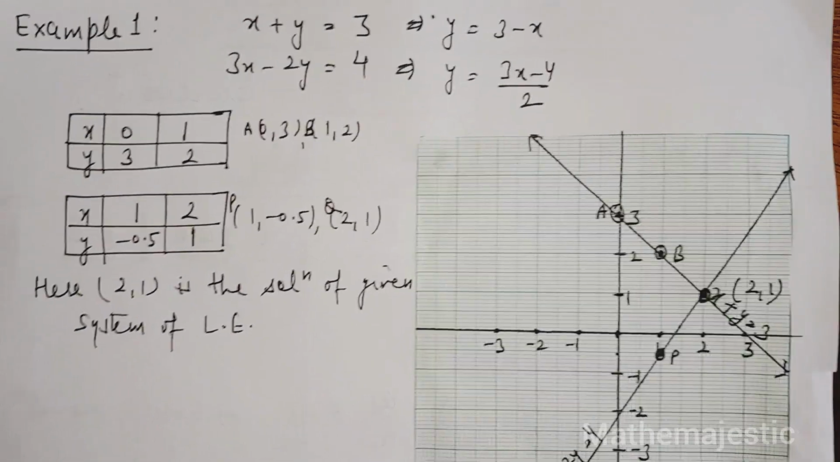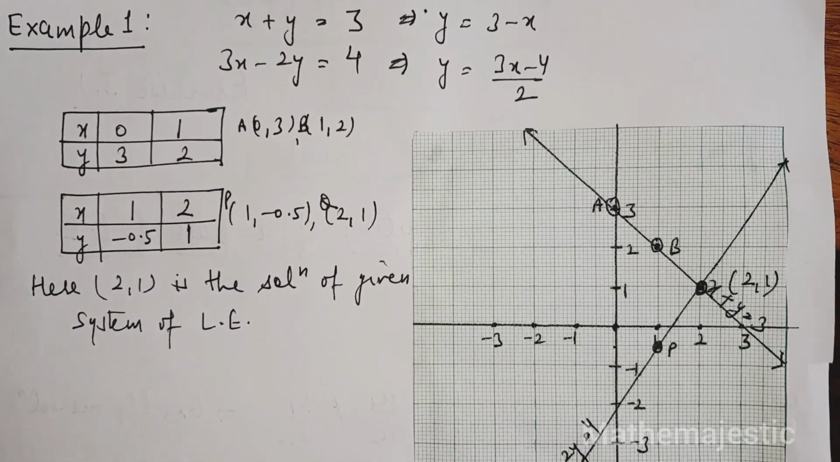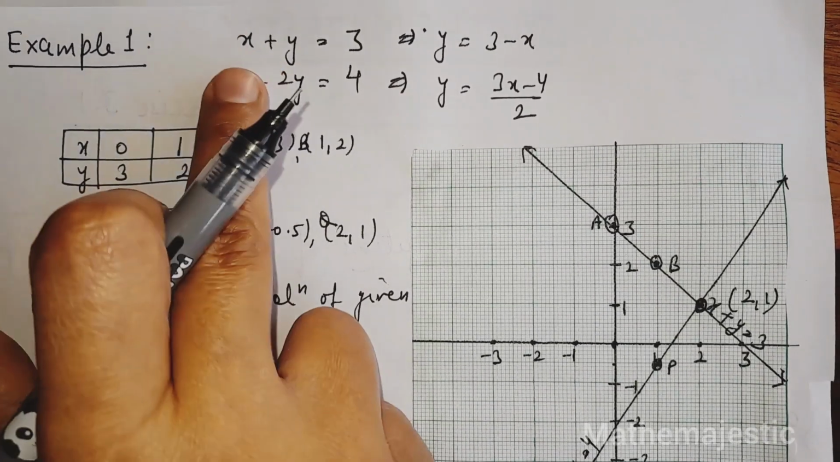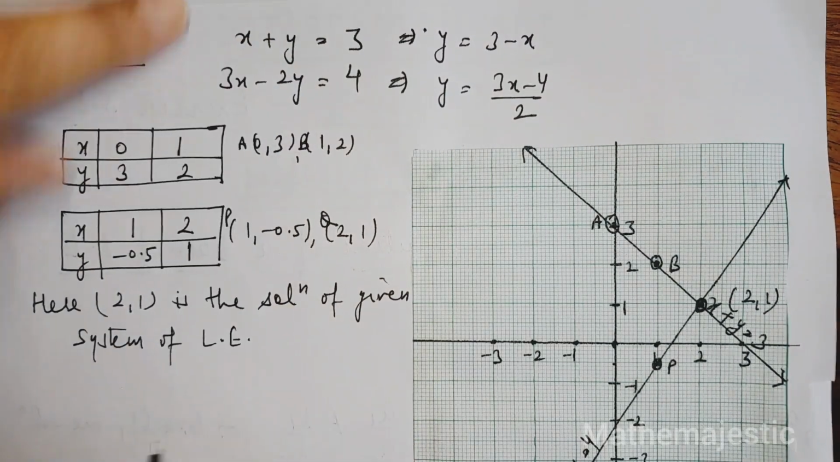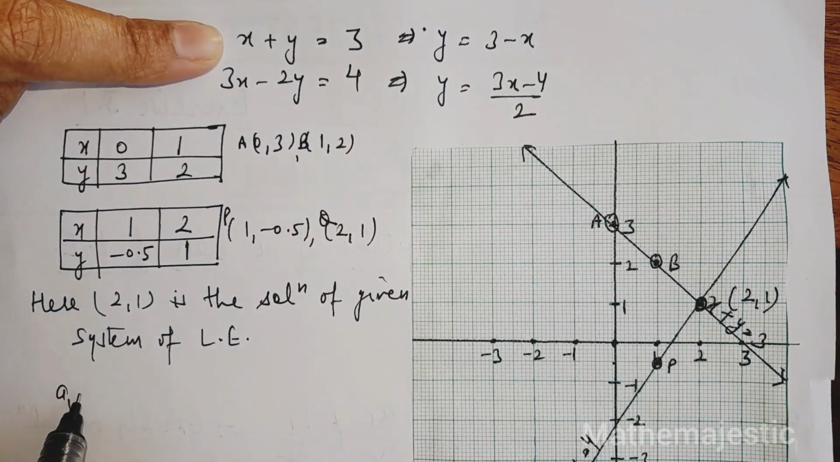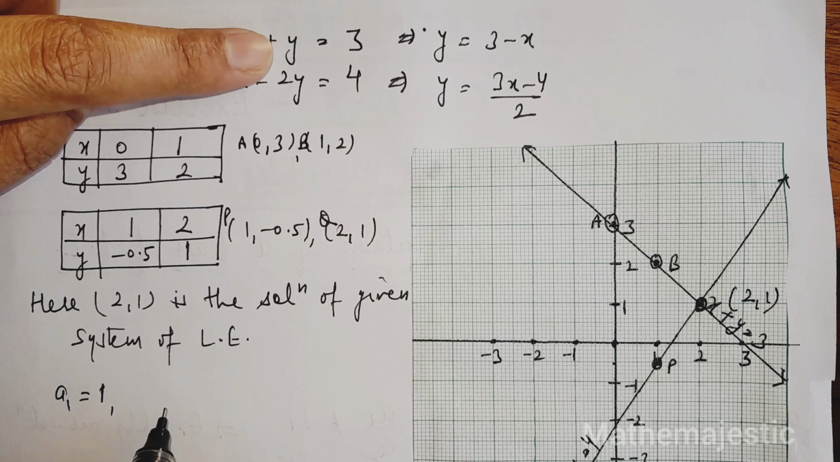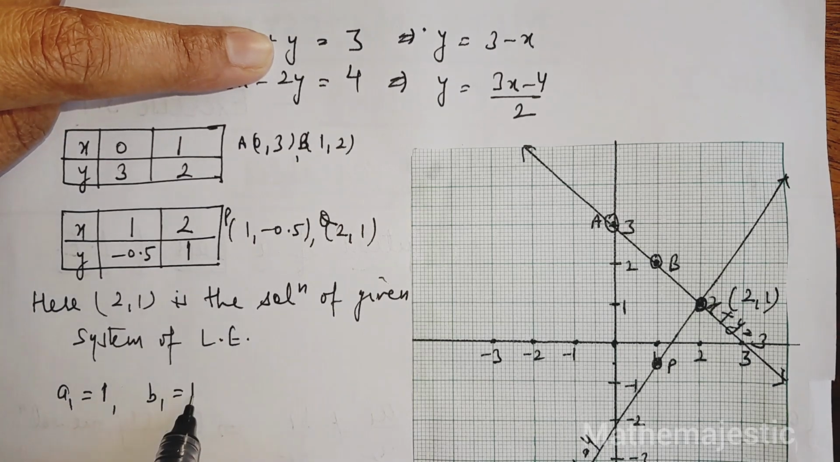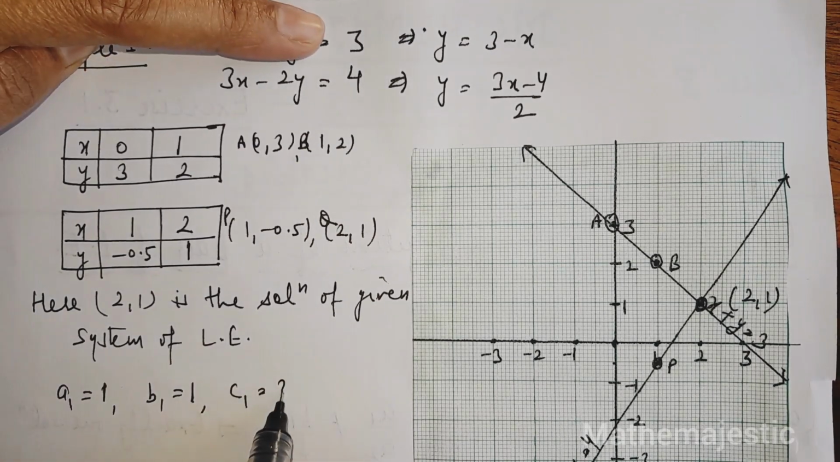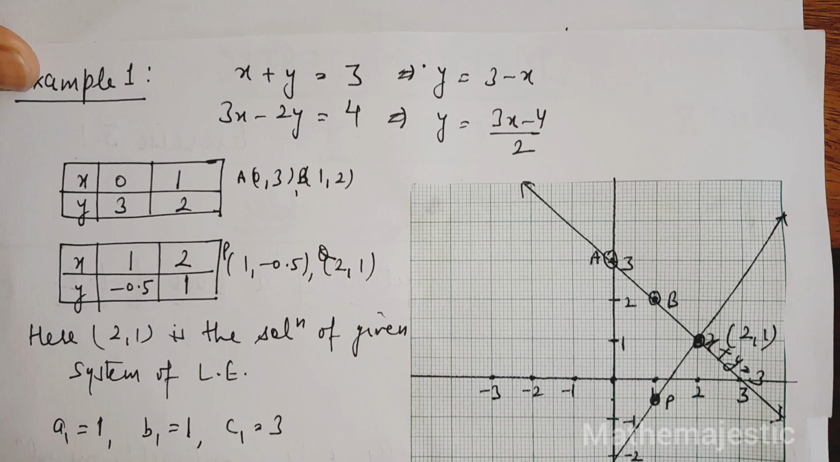Now we will verify by the shortcut which we defined earlier, and we will compare them. Here, in the first equation, the coefficient of x is a1, that is 1. The coefficient of y is called b1, that is again 1. And c1 is equal to 3. We are comparing them with the general form.